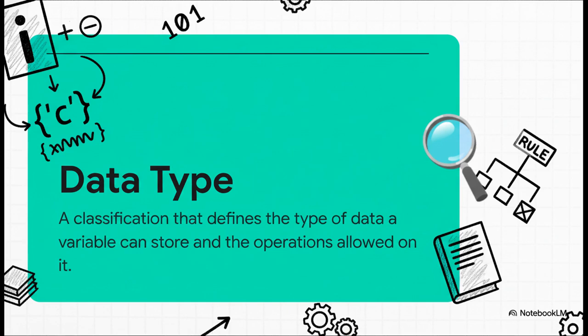So what is a data type? It's basically a label. It's a classification that you give to a piece of data. And that label tells the C compiler exactly what kind of information it's looking at and how it's allowed to be used. It's like you're telling the computer, hey, this thing right here is an integer, so you can add it and subtract it. Or this other thing is a character, so just treat it like text. It's really the rule book for all of your data.